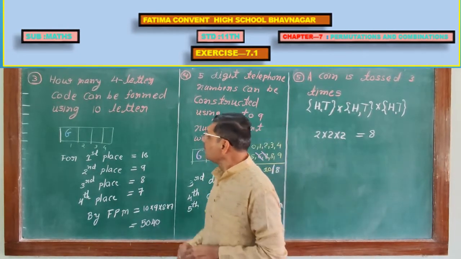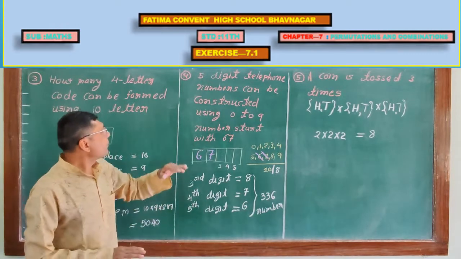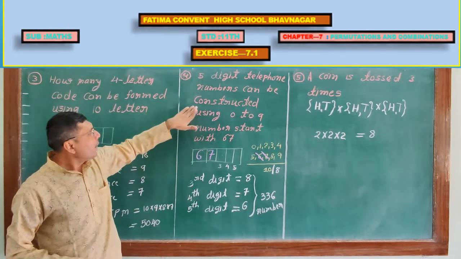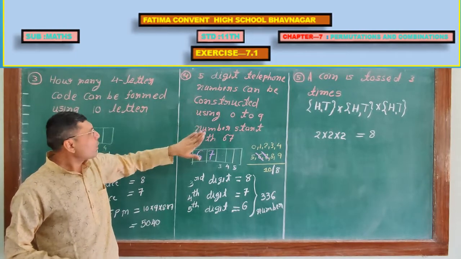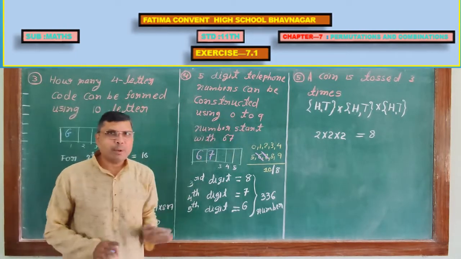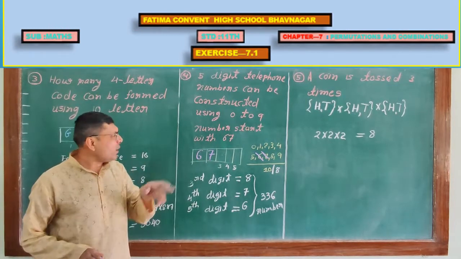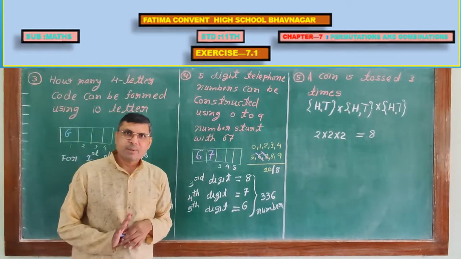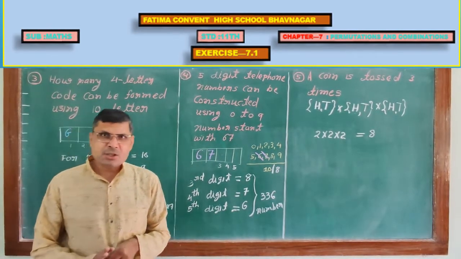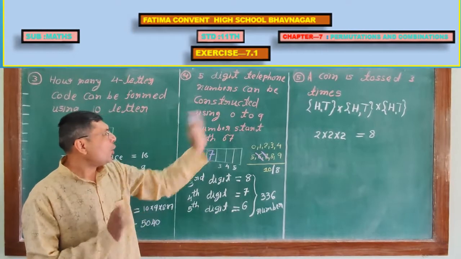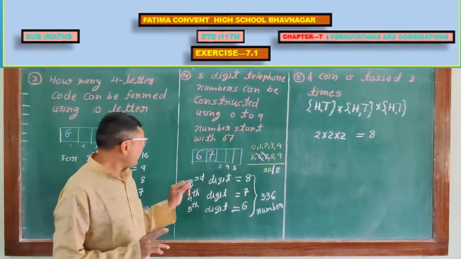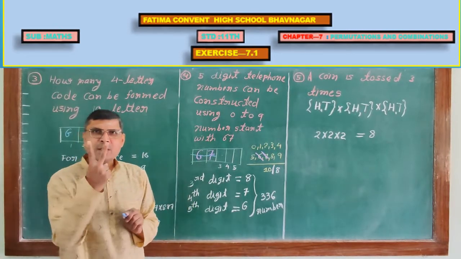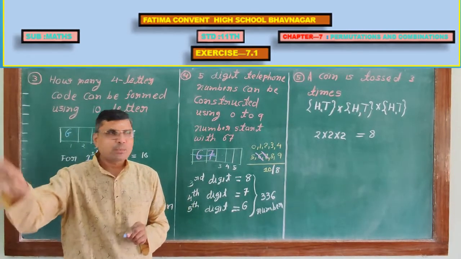Okay, then next one. A 5-digit telephone number I want to construct using the digits 0 to 9. But now the condition is this: the number should start with 67, and repetition is not allowed. So first of all, this is fixed. The first two digits are fixed, that I will not change.